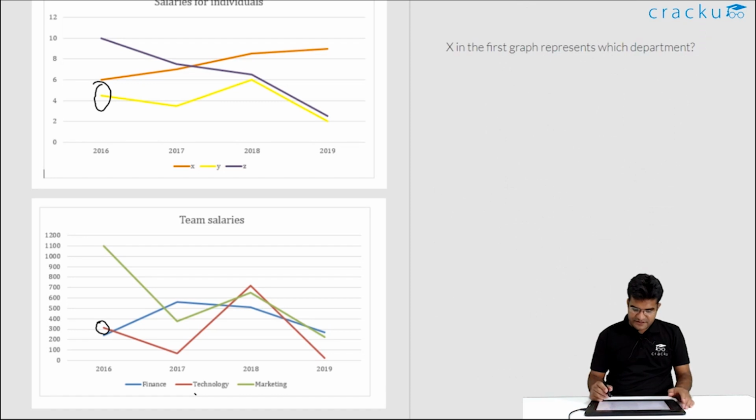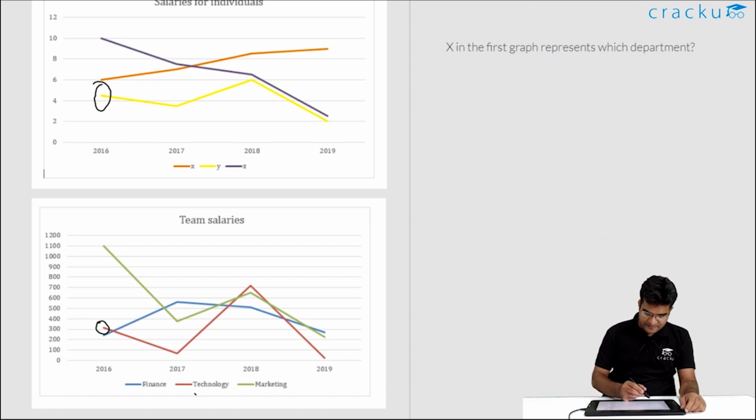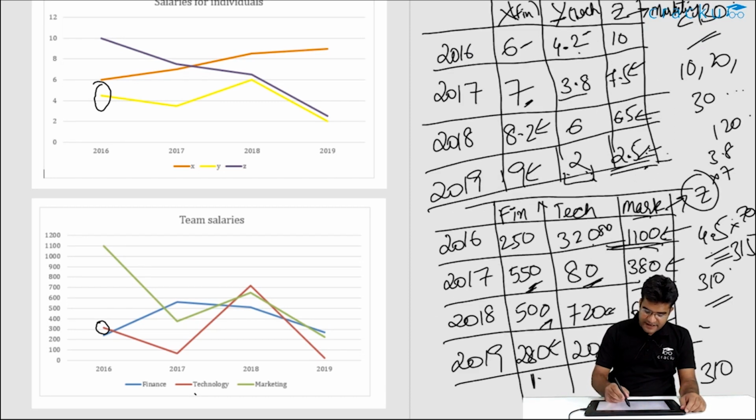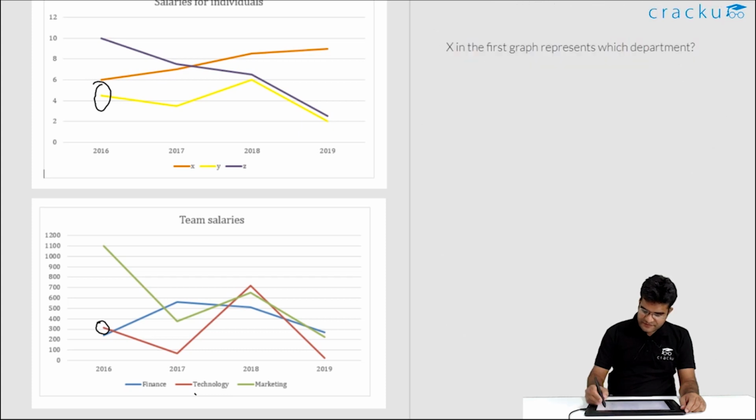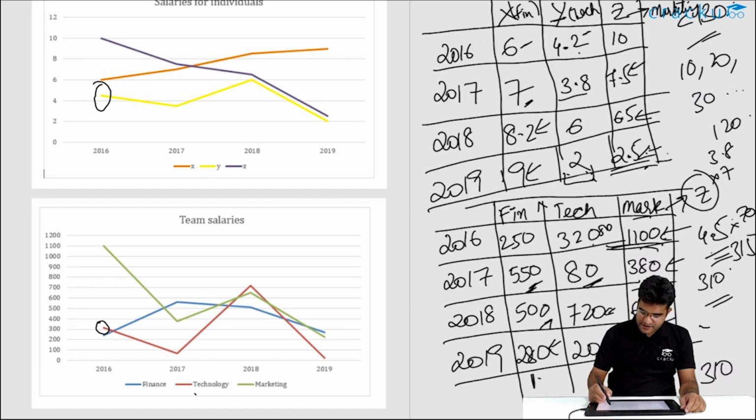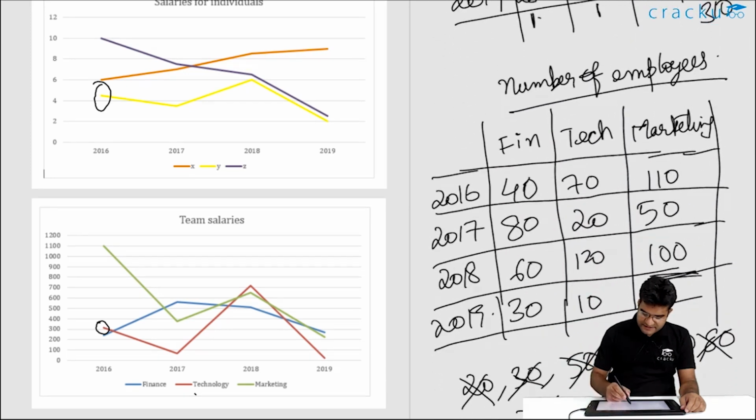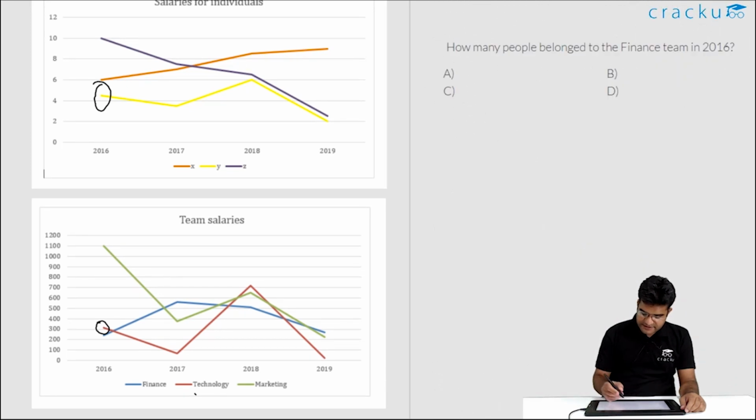If you are looking at the first question, X in the first graph represents which department? We have answered this here. X is finance. So if you are looking at the options, X is finance. Now if you go to the second one, how many people belong to the finance team in 2016? We have already drawn the table. So if you come down, finance in 2016 is 40. So I don't know why the answer is not there, but the answer is say 40.